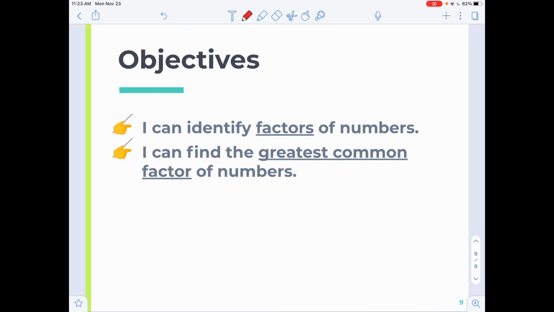So in today's lesson, we learned how to find greatest common factor using the ladder method, and we met our 2 objectives: identify factors of a number and find the greatest common factor.